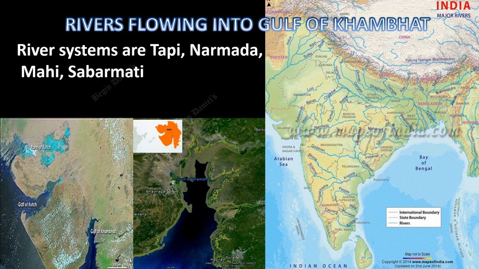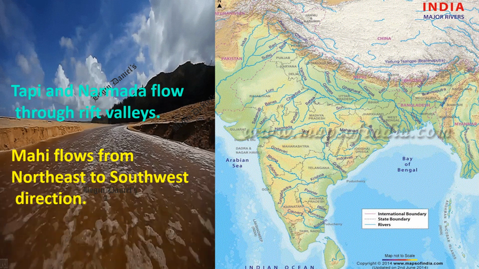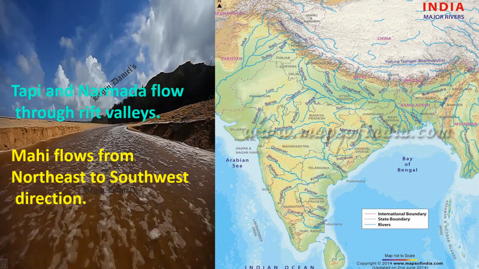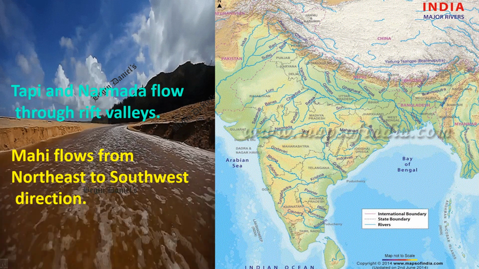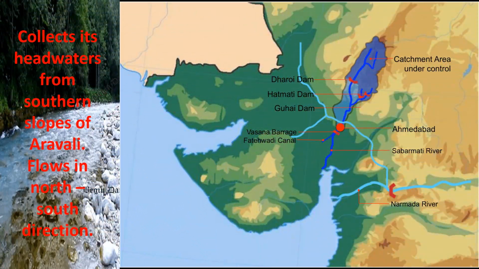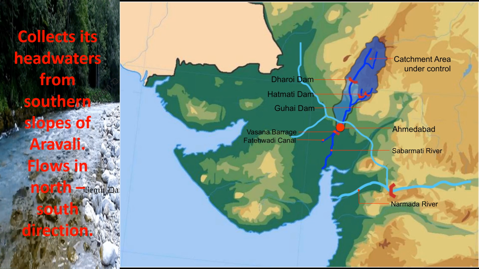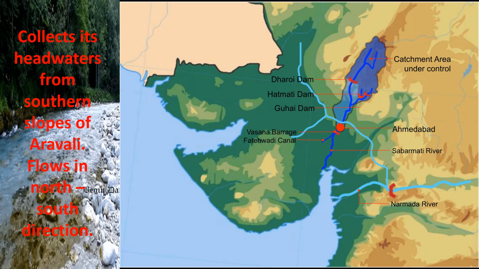Rivers flowing into Gulf of Kambar. River systems are Tapi, Narmada, Mahi and Sabarmati. These are the river systems flowing into Gulf of Kambar. Tapi and Narmada flow through Rift Valley. Mahi flows from northeast to southwest direction. Collects its headwaters from southern slope of Aravalli. Flows in north-south direction.